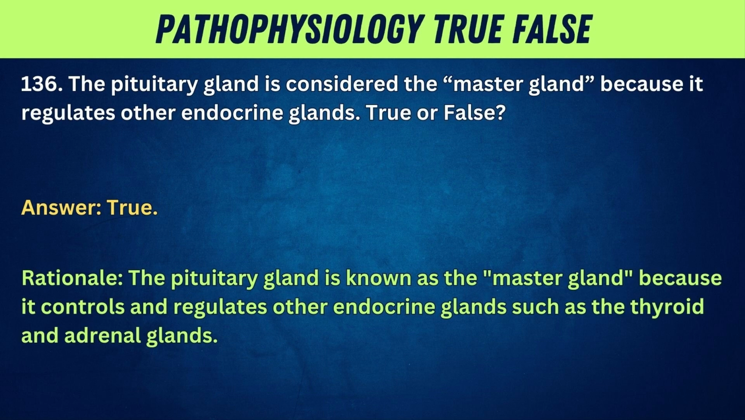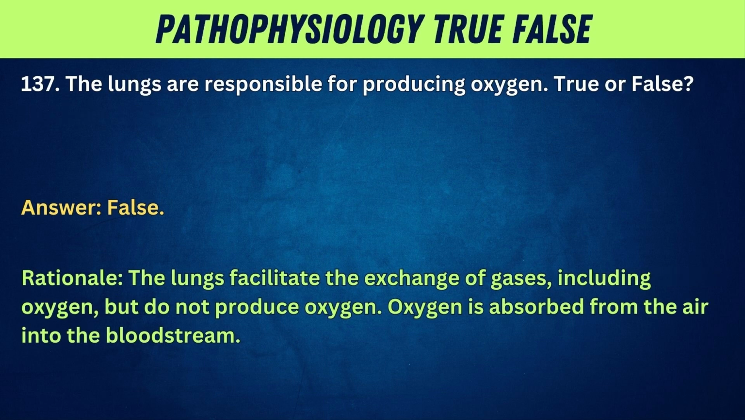136. The pituitary gland is considered the master gland because it regulates other endocrine glands. True or false? Answer: true. Rationale: the pituitary gland is known as the master gland because it controls and regulates other endocrine glands such as the thyroid and adrenal glands.